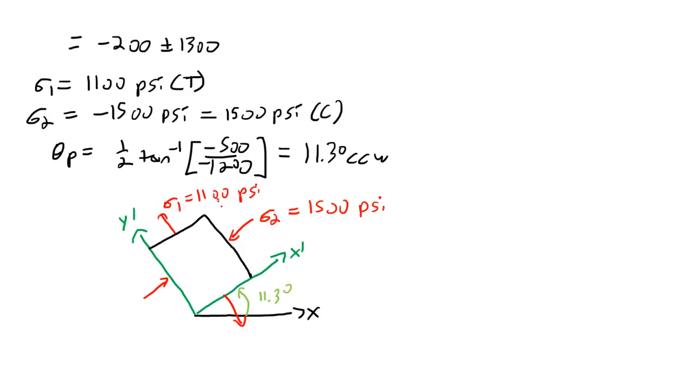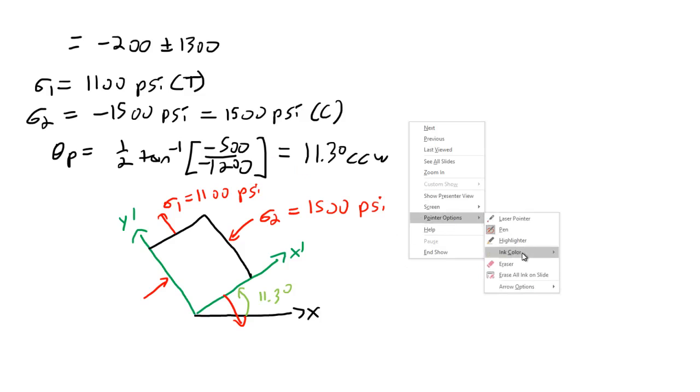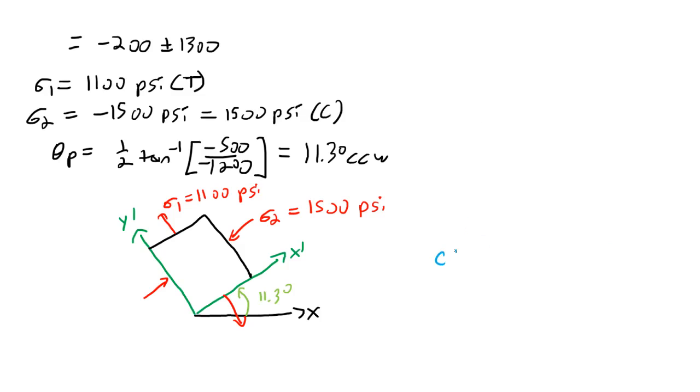This in compression, this in tension. And we can double check, and we can actually use our stress invariants to check our numbers. Well, we can't prove that we have the right numbers by doing this, but we can potentially disprove it if we got it wrong. So just a quick check.